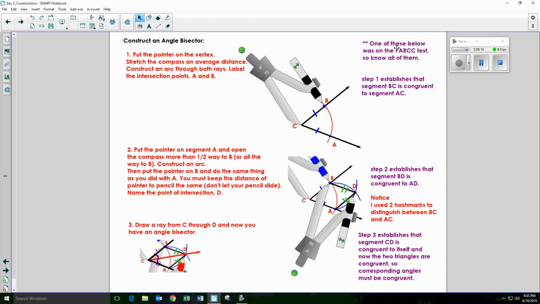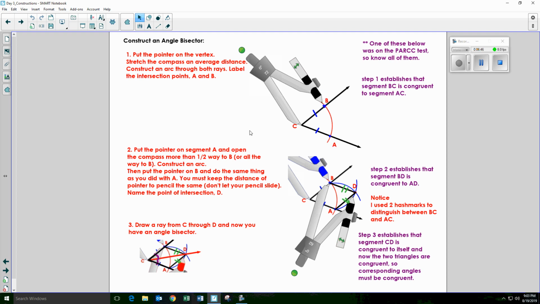Okay, now going down here on this side, I have this because one of these questions, one of these steps, was on the PARCC test last year. So sometimes they just ask you, okay, what are the steps to make an angle bisector? And they'll give you the steps in random order, and you just put an order, A, B, C, on which order. So obviously, put the pointer on the vertex, draw an arc through the two rays.